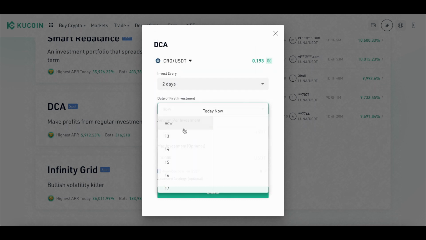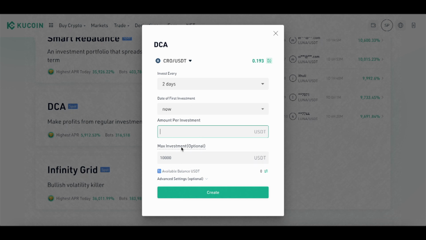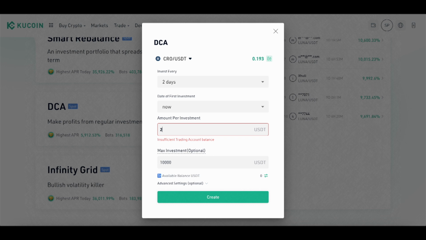The first investment is done right now. We want to buy a total amount of $10,000. Every second day we're going to buy $200 worth of CRO. You can put any amount that you like. I have insufficient trading account funds because I do not have USDT loaded into my account yet. The bot will automatically stop once it hits 10,000 or it runs out of USDT, of course.